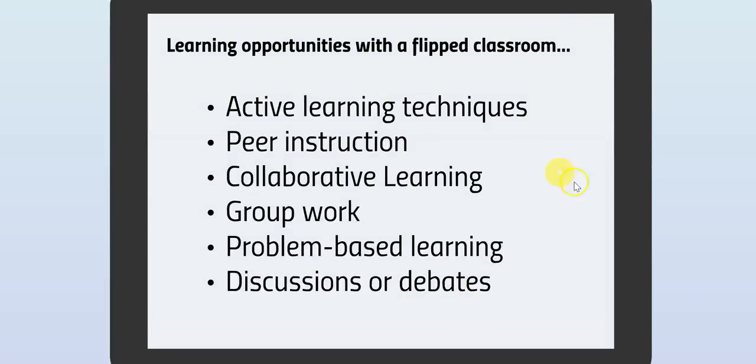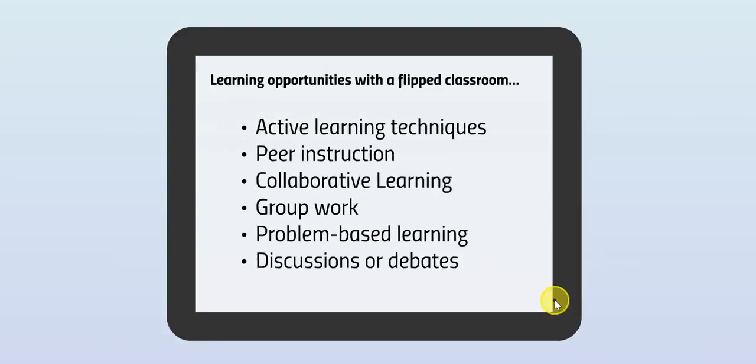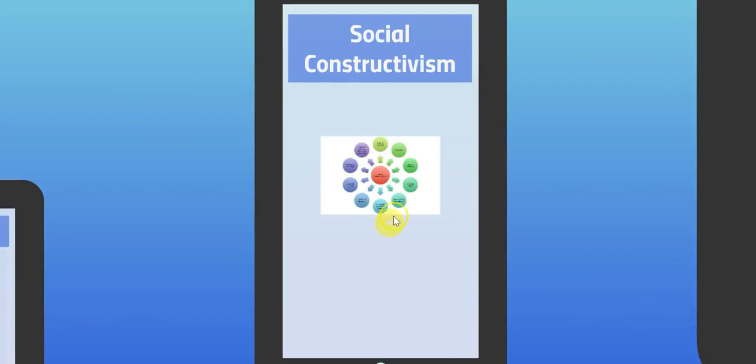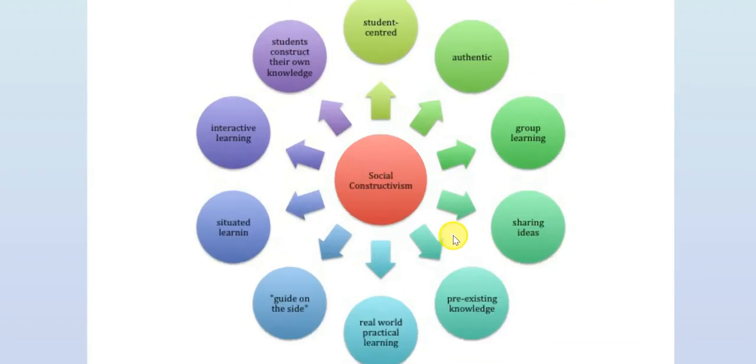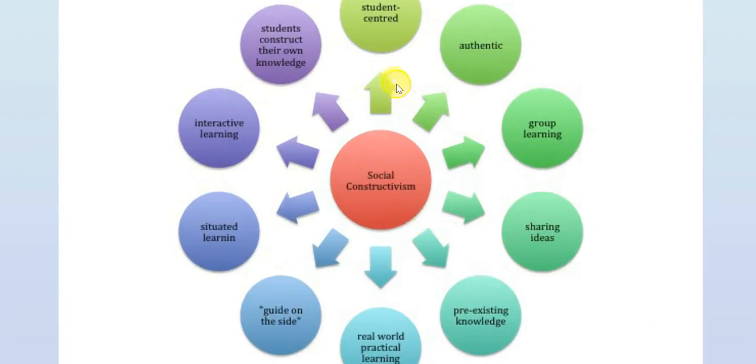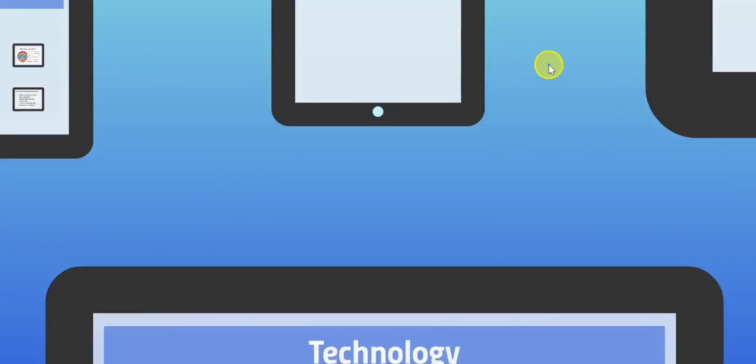So the learning opportunities with the flipped classroom: active learning, peer instruction, collaborative learning, group work, problem-based learning, discussions, or debates. Social constructivism supports blended learning and a flipped classroom because it's student-centered. Students construct their own knowledge. Interactive learning, situated learning, the teacher's a guide on the side. Real-world practical learning, pre-existing knowledge, sharing ideas, group learning, and it's authentic learning.